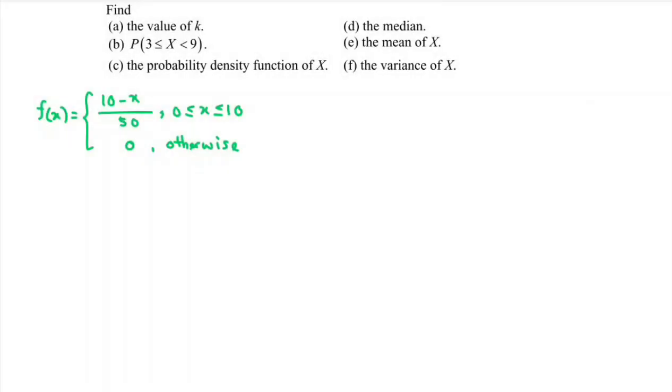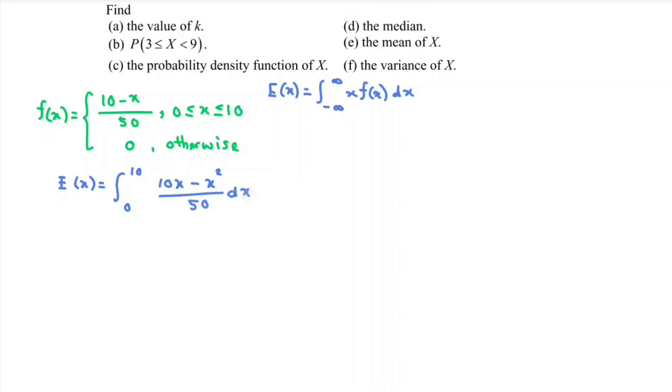Next refer to (e). Find the mean. As we all know, E(X) is the integral from negative infinity to infinity of x multiplied by f(x) with respect to x. So here E(X) equals the integral from 0 to 10 of (10x minus x squared) over 50 with respect to x. Kindly integrate the situation. Here we have 1 over 50 times (10x squared over 2 minus x to the power of 3 over 3), with limits 10 and 0.